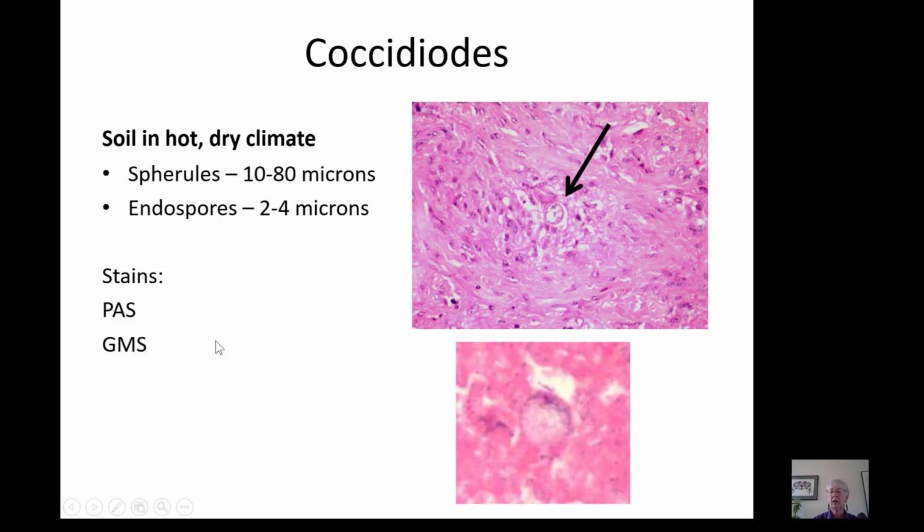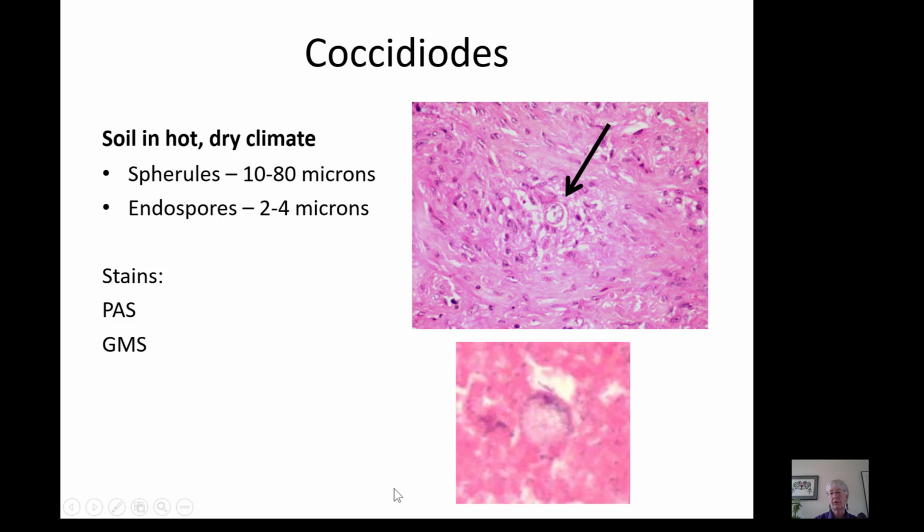Coccidioides is the largest organism that one can find. It's present in hot, dry climates, so you can find it in Arizona, so-called valley fever. The spherules are quite large, 10 to 80 microns, as you can see here. And on a higher magnification, you can find the presence of endospores, which are about the same size as histoplasma.